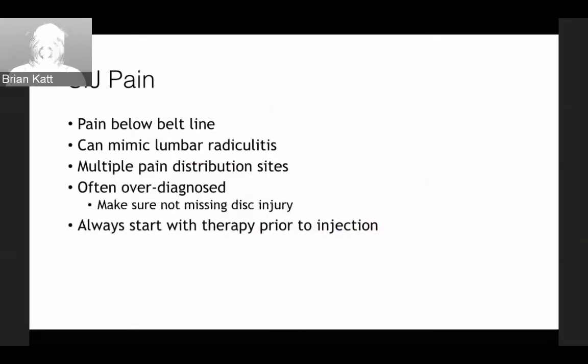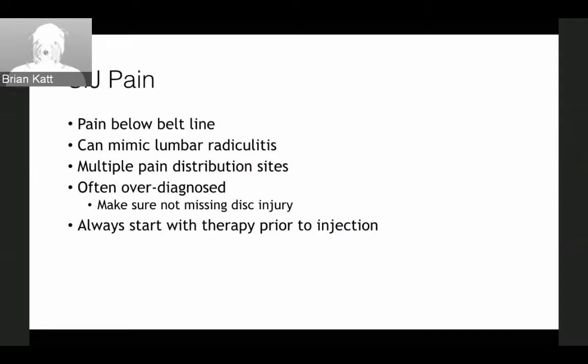So SI joint pain, there was a big study done by Paul Dreyfus out in the Washington area. He's a pain doctor, very well credentialed, and he wanted to see essentially where is the pain distribution for people who have SI joint pain. And what he found is that it could be anywhere. It could be in the butt.